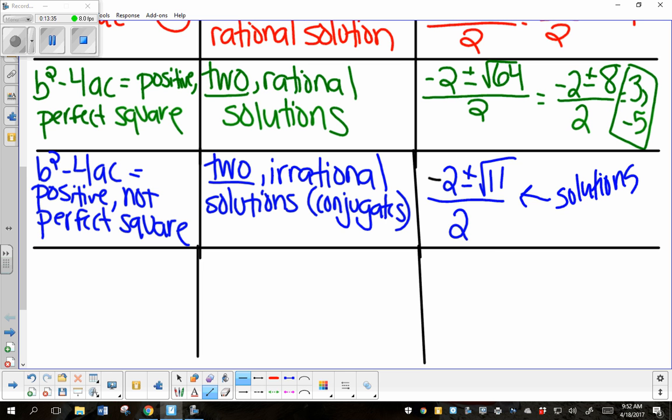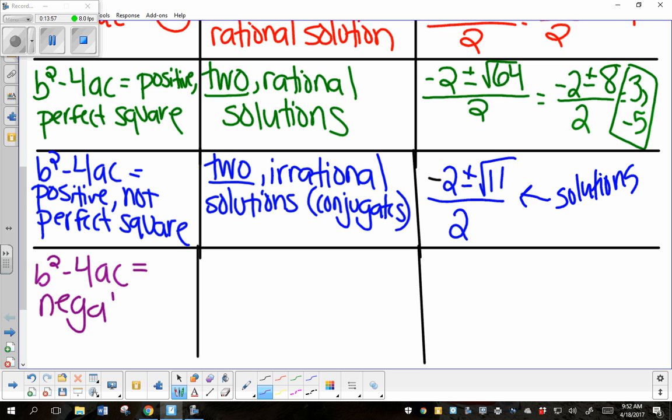All right, so what do you think our last possibility would be for b squared minus 4ac? Well, we talked about if it was 0, if it was a positive perfect square, if it was a positive non-perfect square, or if it is negative. So maybe our discriminant, that stuff in the square root, is going to end up negative. A negative in the square root. We're going to have 2 solutions. What kind of solutions are they going to be? What kind of number is that? Imaginary. 2 imaginary. Good.